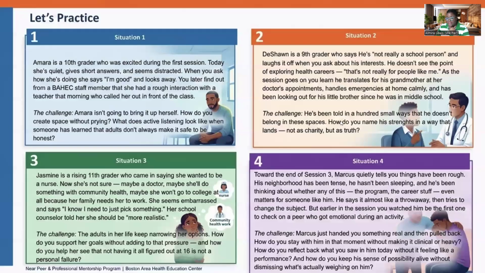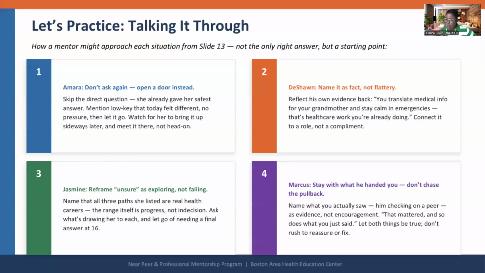Even when he pulls back, this says he pulls back after he mentions that he hasn't been sleeping and his neighborhood has been tense. When he pulls back, don't try to chase him. Instead, name what you saw. Be like, hey, Marcus, I realized today that you checked in on a peer, even though you yourself are not feeling great. That means you are an empathetic person.